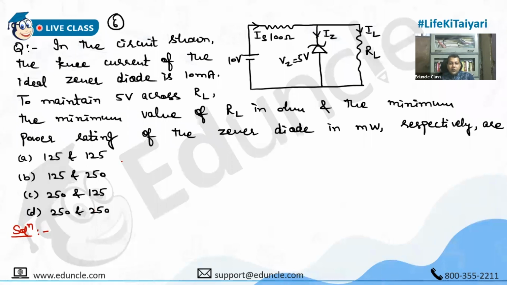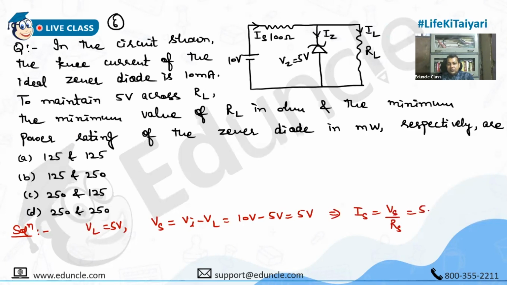So in this type of question, you need not check whether the Zener is off or on, because it is given that you are maintaining 5 volt across RL. So it means VL is fixed at 5 volt. So what will be VS? V input minus VL, that is 10 volt minus 5 volt, that is 5 volt. So IS will be VS by RS, that is 5 volt by 100 ohm, 0.05 ampere.